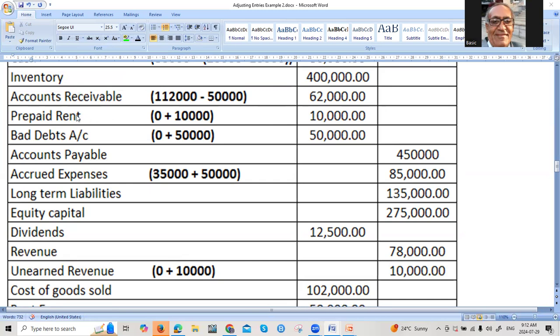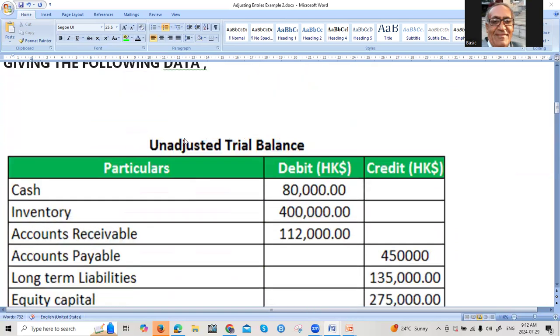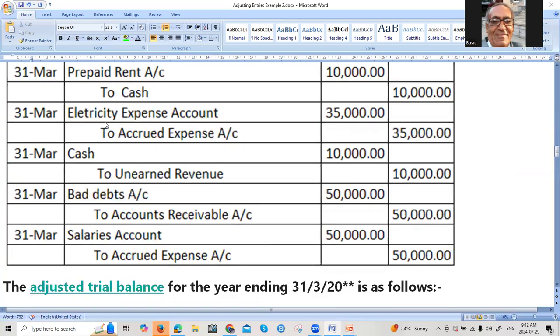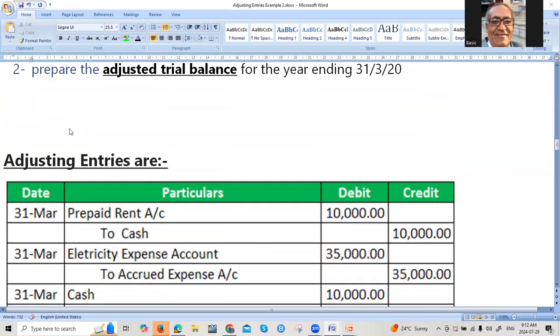If there is no prepaid rent in the origin, the adjusted trial balance, then make a row that is called prepaid rent and put the amount in it. So this was the first transaction.